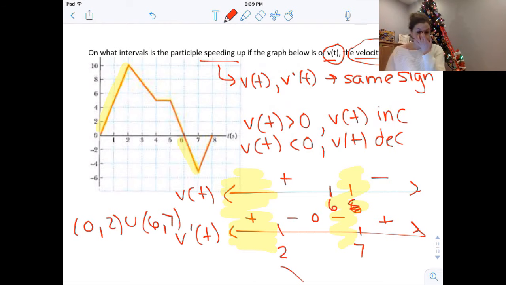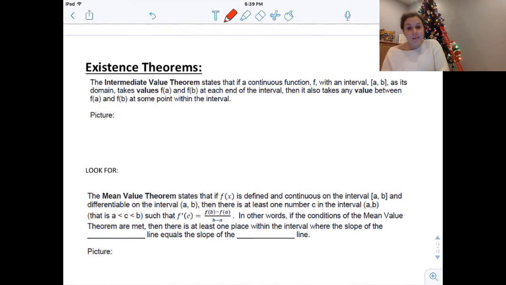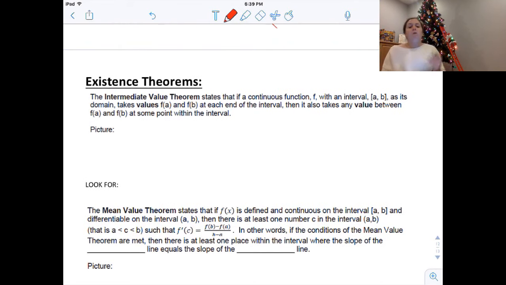Okay. Last thing we're going to talk about is existence theorems. This is something people tend to get confused on because you haven't studied the definitions enough. Intermediate value theorem and mean value theorem are the big two on this test. The intermediate value theorem states that if f is continuous on the closed interval, then f of x takes on every value between f of a and f of b.